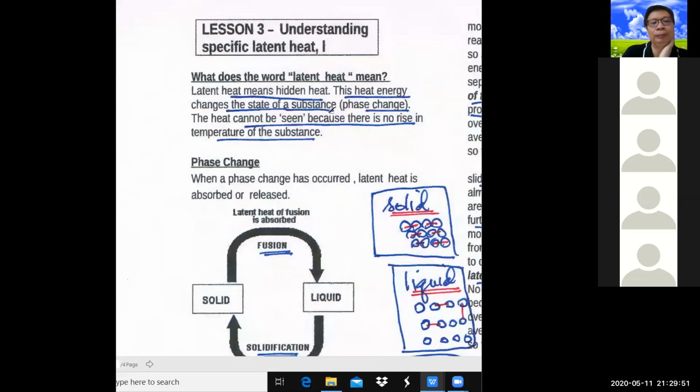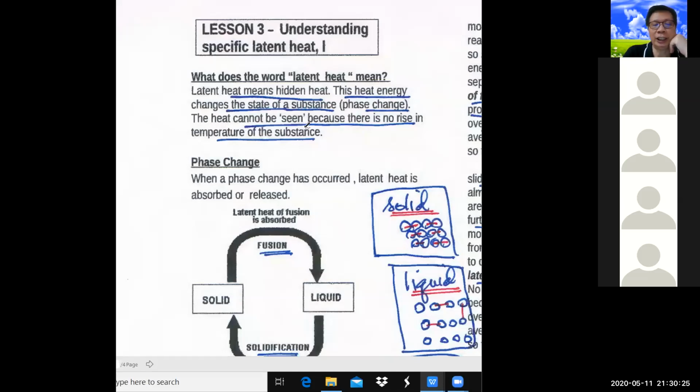Now you read first. The heat energy changes the state of the substance. Changes the state of the substance means between solid, liquid, and gas. The states of substances refer to solid, liquid, gas, only three. So the heat energy changes the state of the substance. It can change from solid to liquid, from liquid to gas, or the reverse also can. That's called phase change.